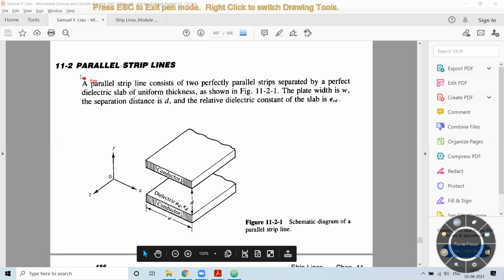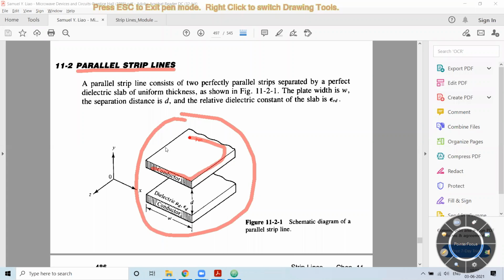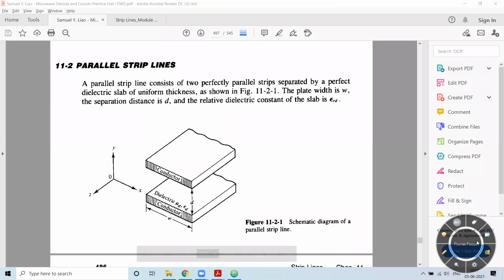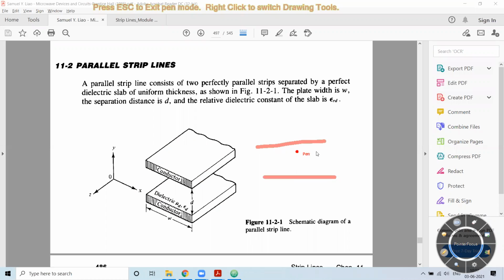So next one which we have is the parallel strip lines. As represented in this diagram, we can see that there are two conducting elements, and in between these two conducting elements I'll be having the dielectric material. So this will act as a parallel transmission line, that is, two lines which are running parallel to each other.